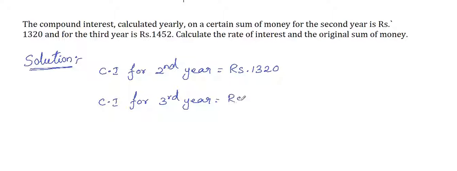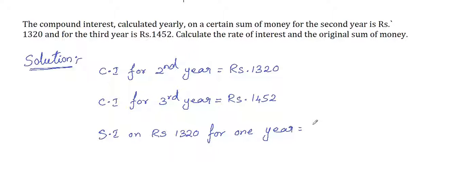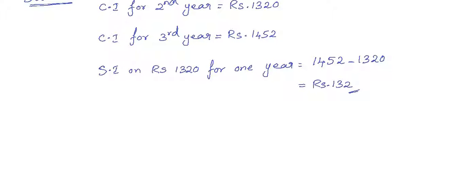So given compound interest for the second year is rupees 1320, the compound interest for the third year is 1452. Now find the simple interest on rupees 1320 for 1 year. Which means just subtract compound interest for the second year from compound interest for the third year. So which is 1452 minus 1320, which means 132 rupees.